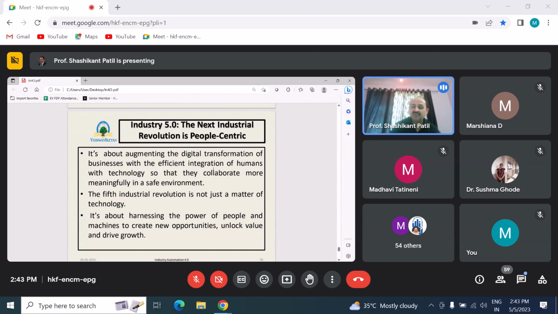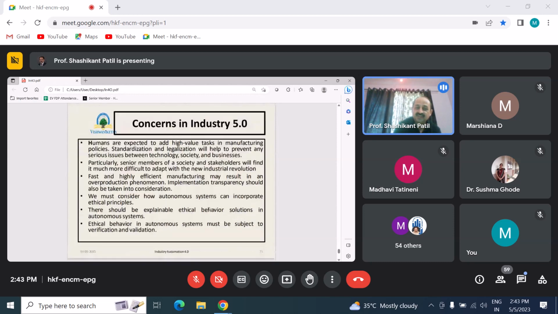The fifth industrial revolution is not just a matter of technology. It is about harnessing the power of people, clubbing the strengths of people and machines together to create new opportunities, unlock value and drive growth. So there are a few concerns about Industry 5.0.